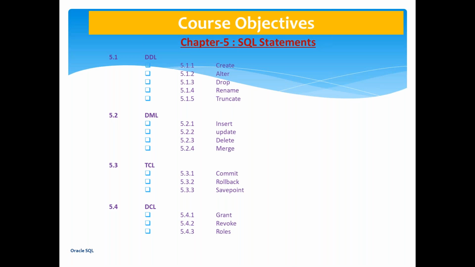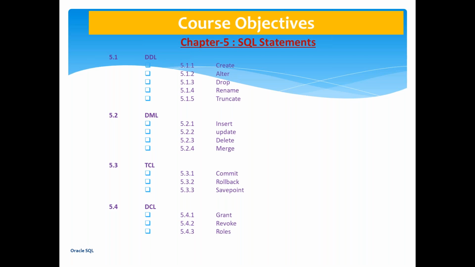Then alter means modification of the structure. We can add a column or delete any column, and we can modify the data type. Those things come under alteration. Drop: a table can be dropped or removed, and similarly a column can also be removed. Rename: a column name can be renamed and a table name can be renamed. Truncate: all the data will be removed from the table permanently, and the structure will remain the same. So all these come under DDL.